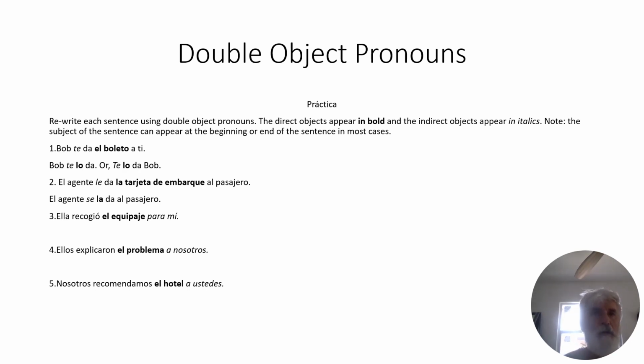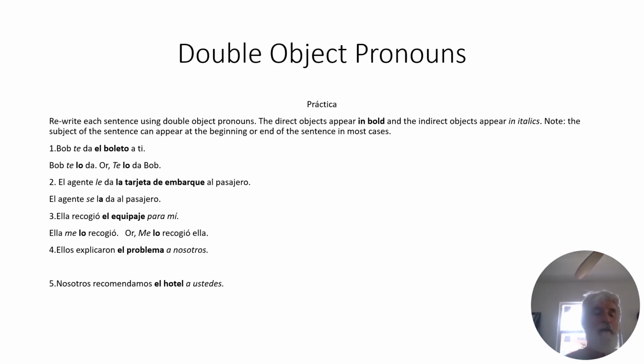They would also include not just the pronoun, the indirect object pronoun, but they would also include the person, which is the indirect object. It's redundant in Spanish. Let's take a look here. Ella recogió el equipaje para mí. So we're saying she picked up the baggage for me. All right. Now I want to use double object pronoun. She picked it up. She picked me it up. Ella me lo recogió. For me, the indirect object comes first and then the direct object.